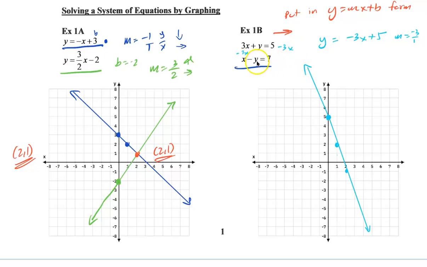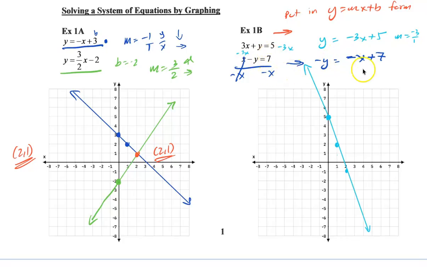Again, I gotta get the y by itself. So a couple choices here. Let's subtract the x from both sides. Probably the most people are going to do. So we have negative y equals negative x plus 7. Right, we minus x from both sides. These cancel. I have 7 minus x.